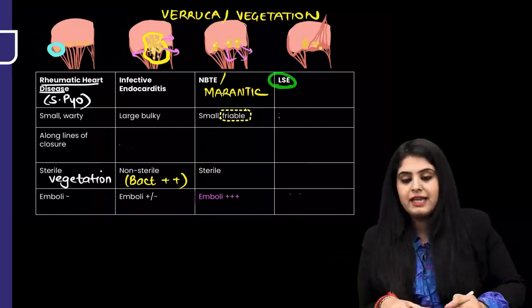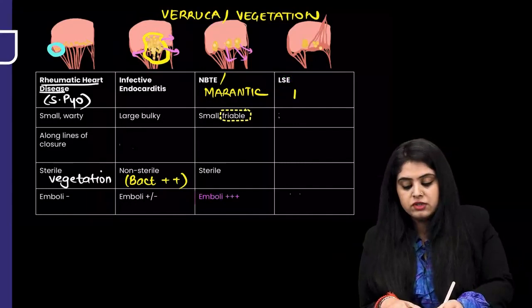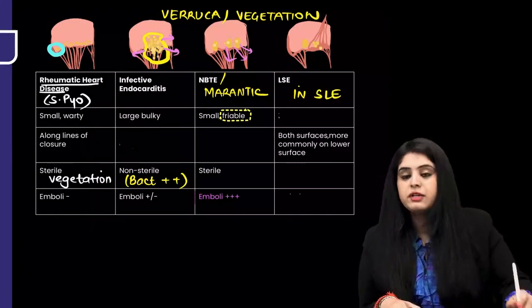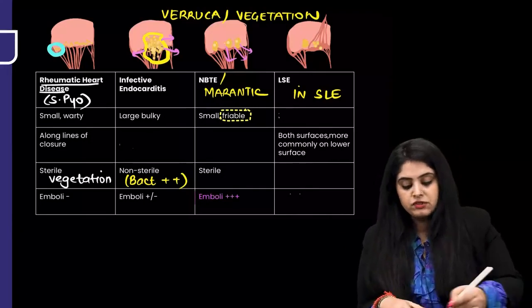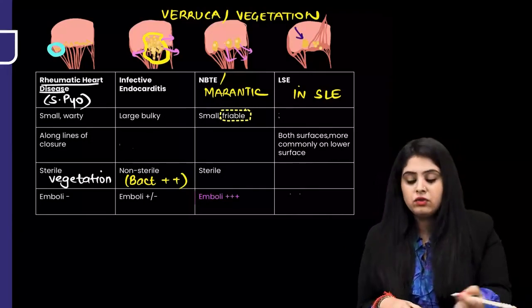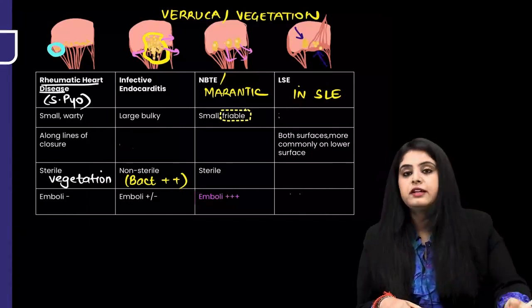Coming to the last one, LSC. LSC, I told you, rearrange the terms. You're going to see it in SLE. And these are very important because these vegetations are seen on both sides. These vegetations are seen on the upper side of the valve also. They are seen on the lower side of the valve also.